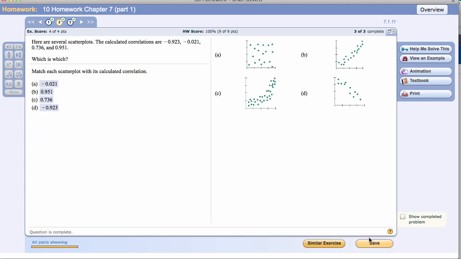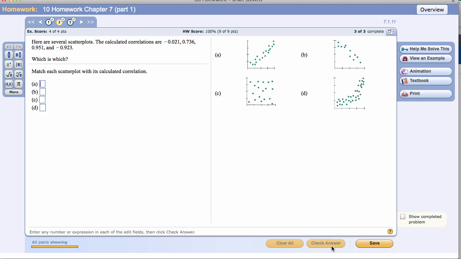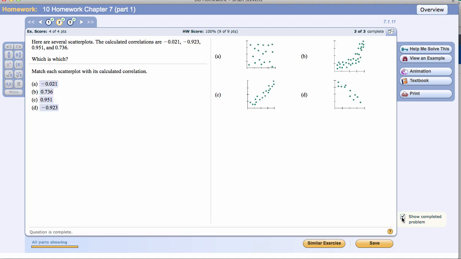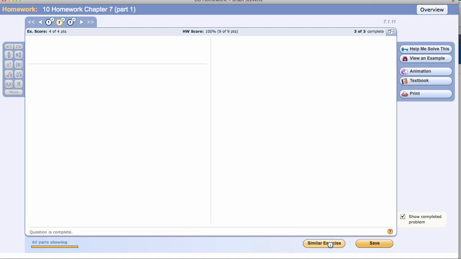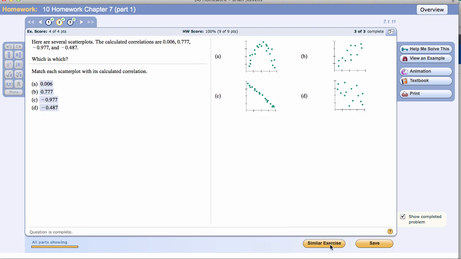We might be able to hit a similar exercise and see one with an outlier. Let's hit show completed and see if I can get other similar ones. Apparently they don't want to show any with outliers. There we go, there's another. This is a great thing to talk about right here.